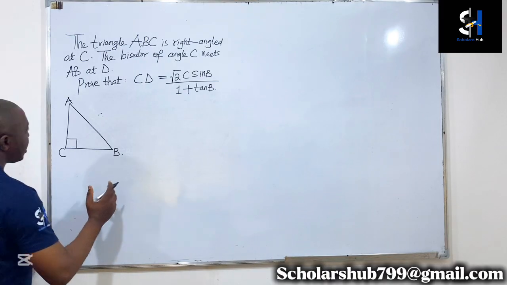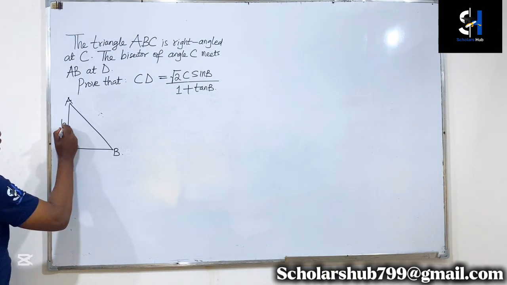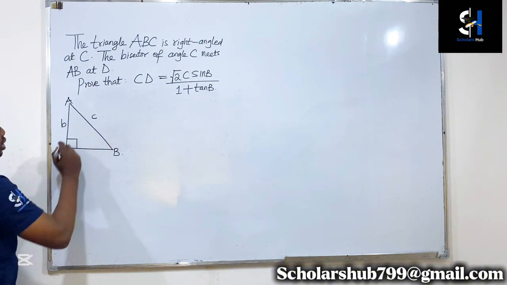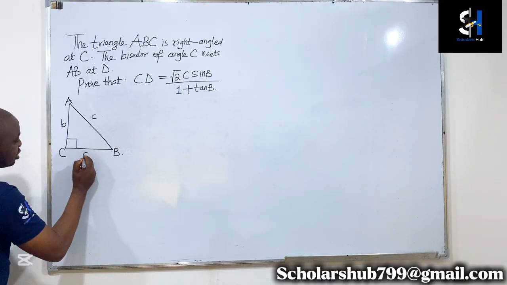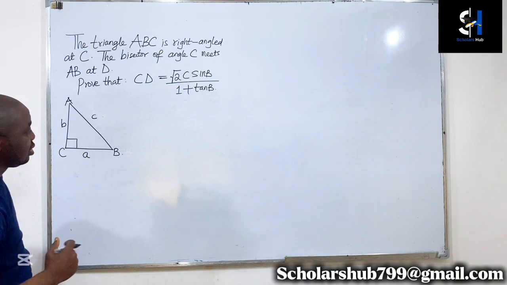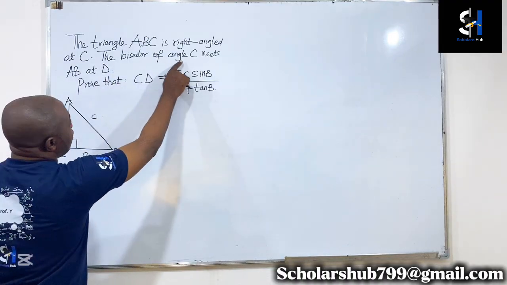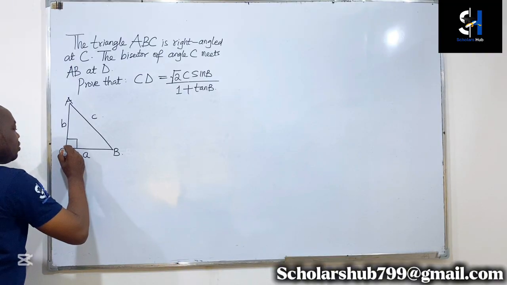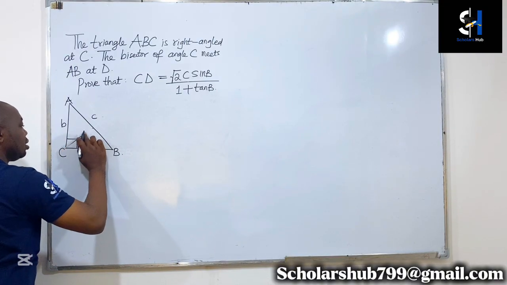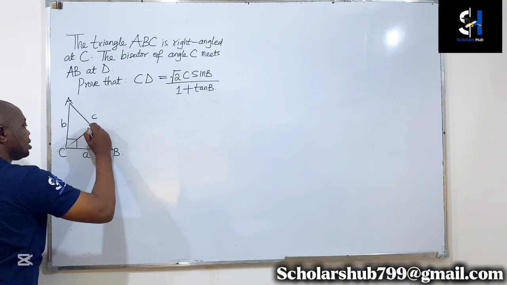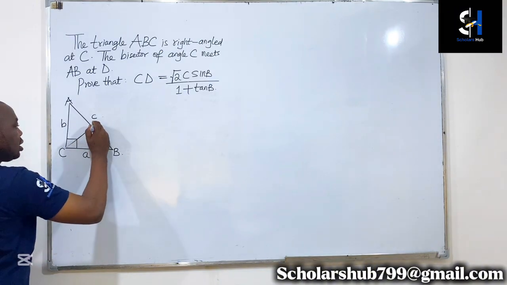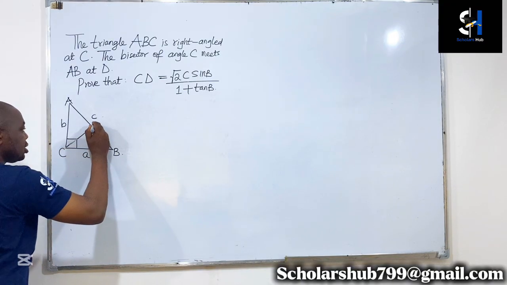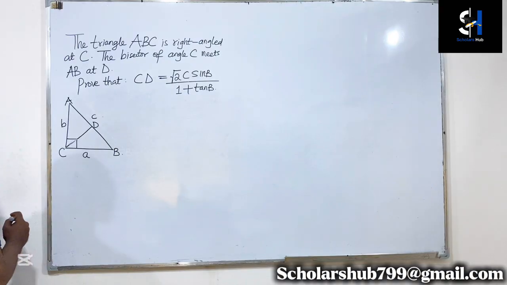Now the sides. Opposite B will be lowercase letter b. Opposite C will be represented with lowercase letter c. Opposite A will be represented with lowercase letter a. Now the bisector of angle C meets AB at D. If we bisect this angle, that is when the angle is divided into two, the bisector meets AB at D.